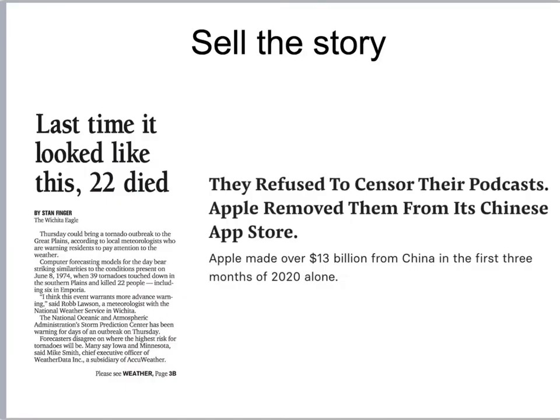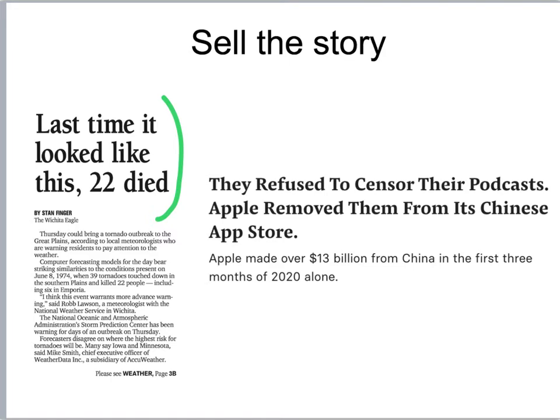But you've also got to sell it. You've got to make people read the story here. Here's another one from print. And again, a tight spec on this one. It's a skinny headline, and you've got to really get people into the story. So, you've got, last time it looked like this. Okay, it looked like what? What looked like what? I am intrigued. I am going to read the story.